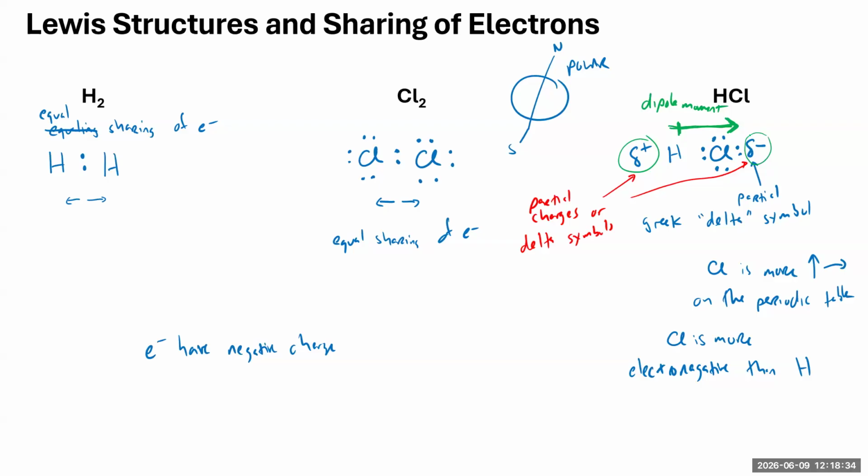They're still sharing. But since it has more electron density near the chlorine, that's going to be slightly more negative. And since it's losing some electrons on the hydrogen side, not losing completely, but away from the hydrogen, that's going to be partially positive. And because we have a positive side and a negative side, that's going to be a polar molecule. And so it has a dipole moment.